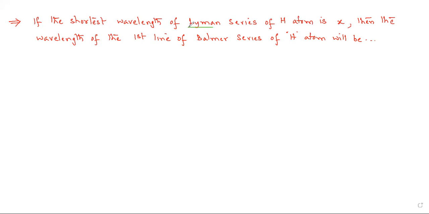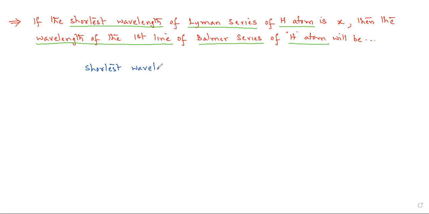Of course, the series are known ones. In both the cases, it is hydrogen atom. Now, in the first case, they are asking you the shortest wavelength. But in the second case, they are asking you the wavelength of the first line. Now, let us see the N1 and N2 values for both the cases. Come on, let me say what shortest wavelength is.